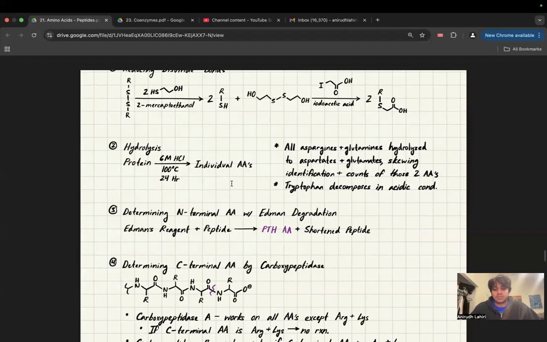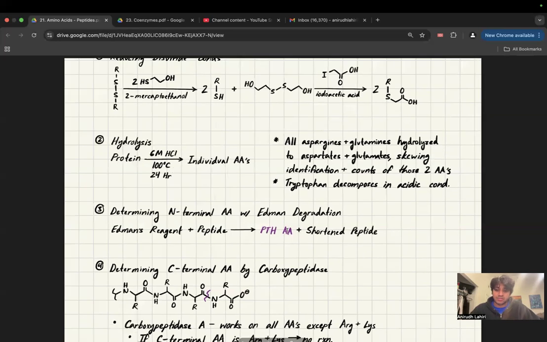Determining N-terminal amino acid with Edman degradation. We'll talk about it a little bit later. All you really need to know is not a lot about the arrow pushing in organic chemistry, just that if we use Edman's reagent plus a peptide, we're going to get PTH amino acid plus the shortened peptide. So basically, from this PTH derivative, we'll be able to figure out what the amino acid was at the beginning, right?